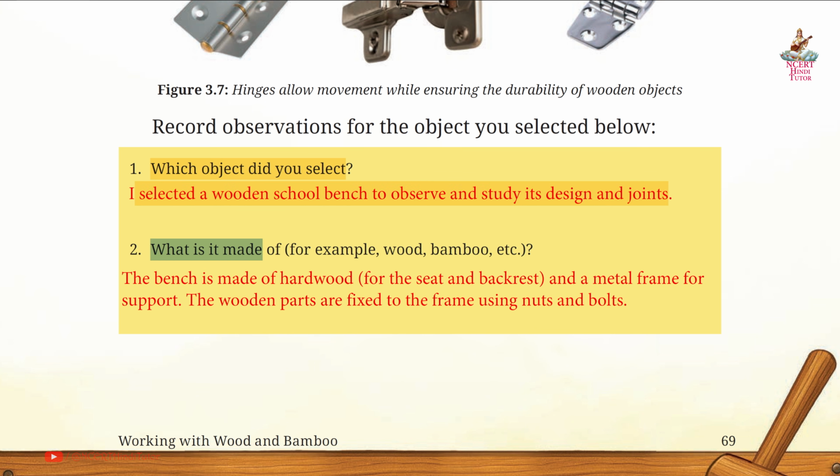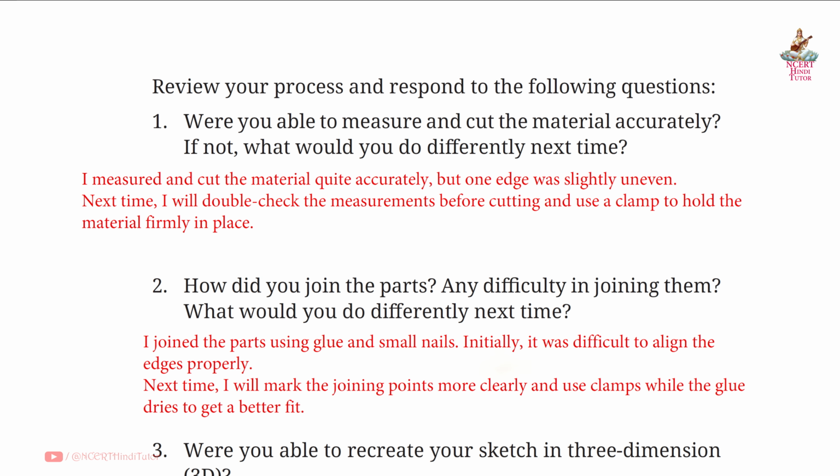Second, what is it made of? For example, wood, bamboo, etc. Answer: the bench is made of hardwood for the seat and backrest and a metal frame for support. The wooden parts are fixed to the frame using nuts and bolts. Page 72. Question 1. Were you able to measure and cut the material accurately?